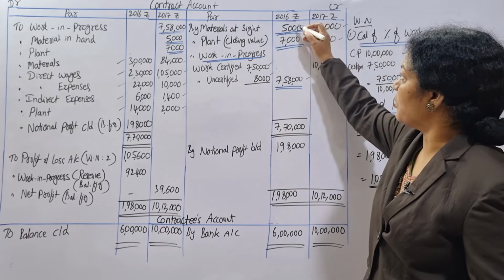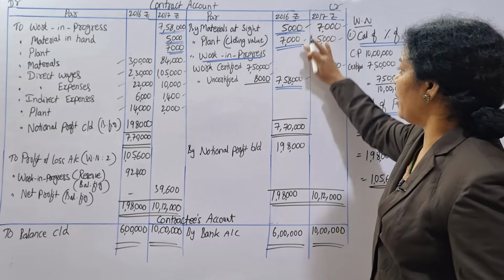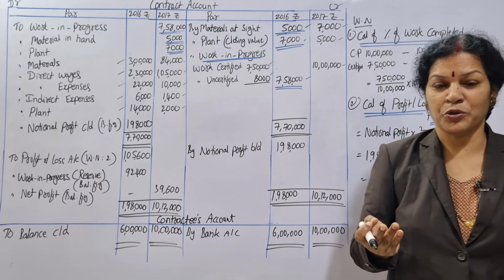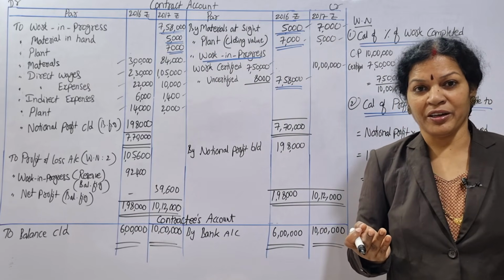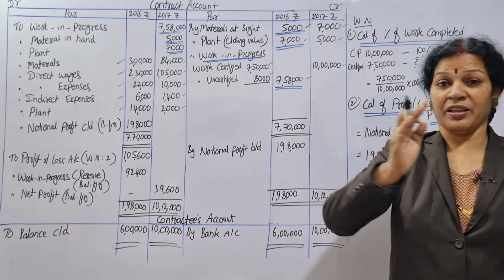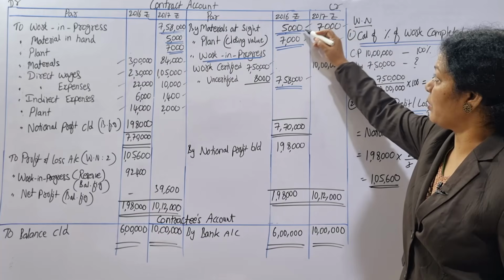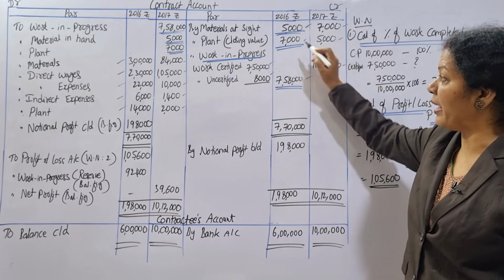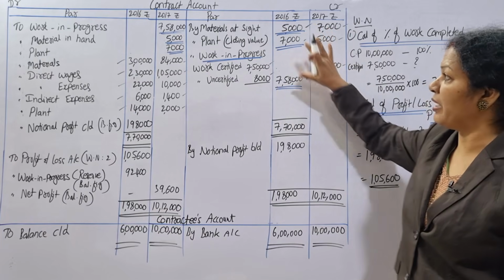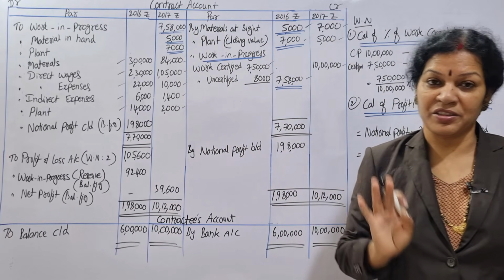Now coming to 2017. These closing balances 1, 2, 3 will be opening balances of next year. Would you agree? Like in final accounts also we used to do. Whenever you get last year closing balances, that will be the opening balances of this year. So these three are closing balances: material at site, plant and work in progress. Closing balances we are writing in the beginning of 2017 year as opening balances.